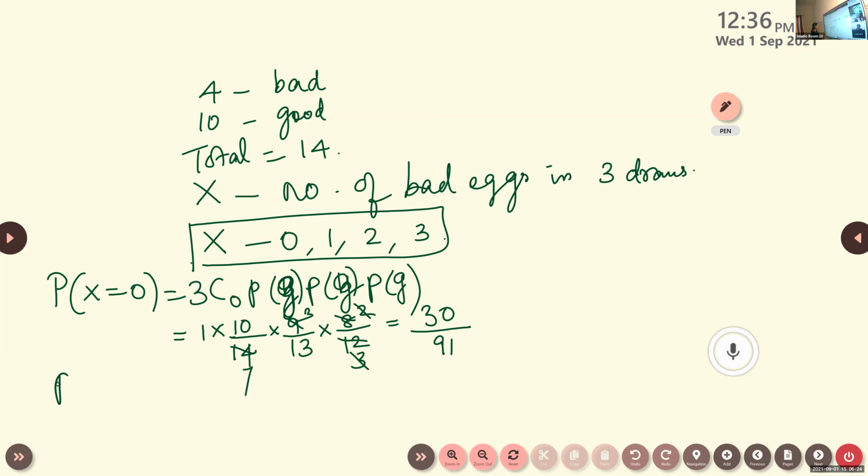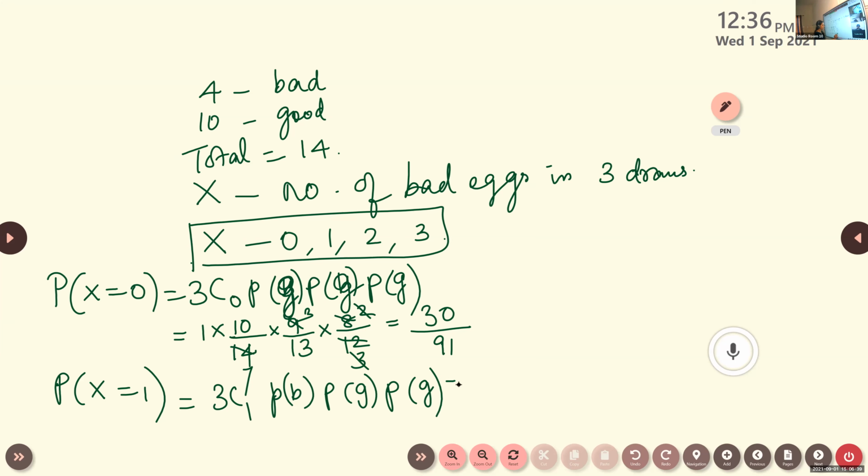Now take the next case. P of x is equal to 1. What is P of x is equal to 1? 3C1: among the 3, only one bad egg. The remaining 2 are good eggs. P of B, P of G, P of G.